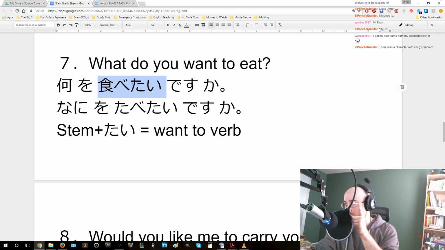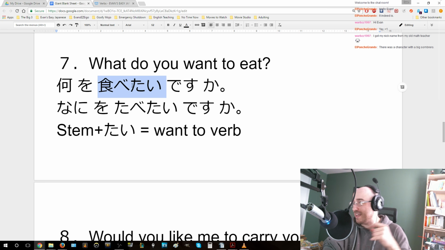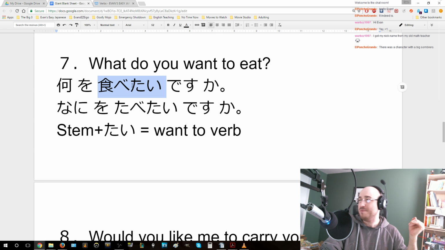However, there's a character with a big sombrero. I got my nickname from an old math teacher. And it's Warbiz? Okay, that's a hell of a nickname.